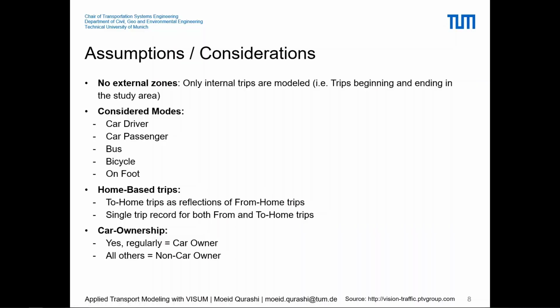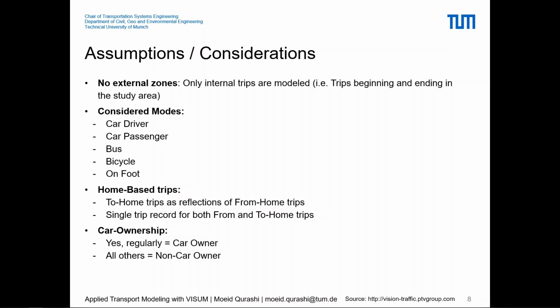So yeah, for trip generation, we will start with some assumptions and considerations that we should keep in mind that we are already considering in our model. So the first one is no external zones. Normally a network, if you remember, is divided into spatial zones. These spatial zones will be like polygons that are covering a network.